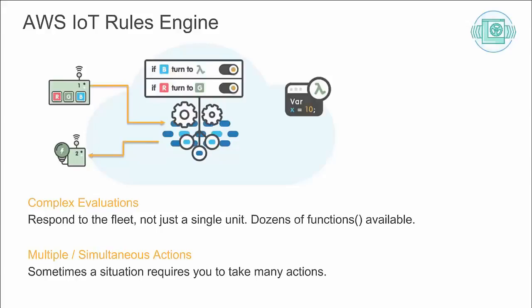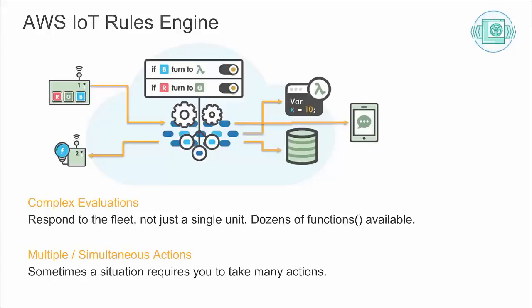So you're not restricted just to doing one thing. You can trigger a Lambda function, you can persist data in a database for long-term analytics or visualization, and you can also send a push notification to a mobile app. And you can do all of that from one rule on the basis of the evaluation of one message that has come from one device, or on the basis of much more complex evaluations that you might create using that SQL-like language.